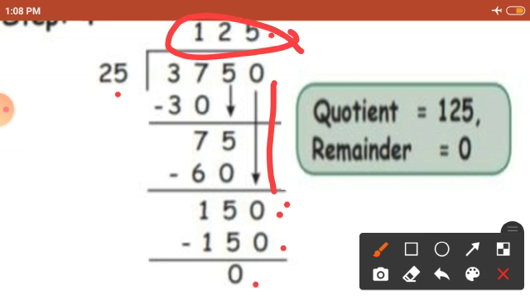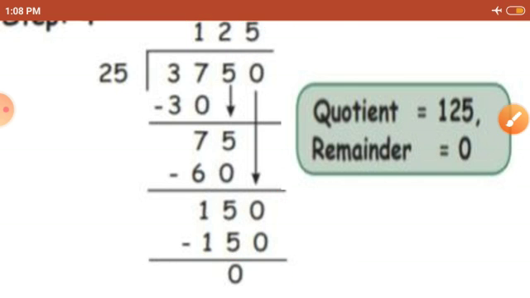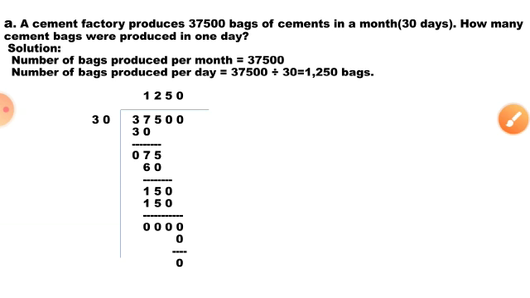So what's the quotient here? It is 125. And what's the remainder here? It is 0. Let's see more examples. And the first one is, a cement factory produces 37,500 bags of cement in a month. That means 30 days. How many cement bags were produced in one day? So that means one day, that means each day or per day. So how will you find out that? Just we will do division, right?